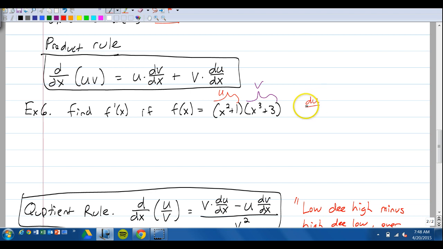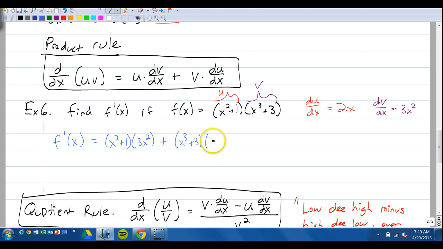So du dx, if I take this piece, the red piece, with respect to x, I get 2x, and that's it. If I take the piece dv dx, take the derivative of that inside, you get 3x squared, and again, that's it. The plus 3 doesn't matter. So I can now write out my derivative. F prime of x is equal to u dv dx, so u is x squared plus 1, times dv dx, which is 3x squared, plus v, which is x cubed plus 3, times du dx, which is 2x.